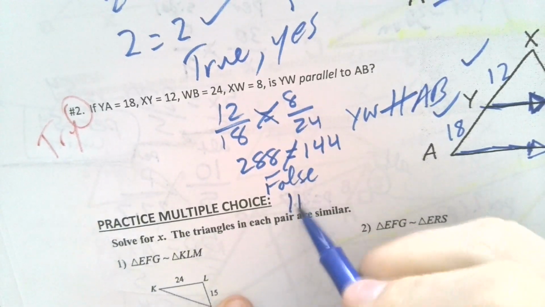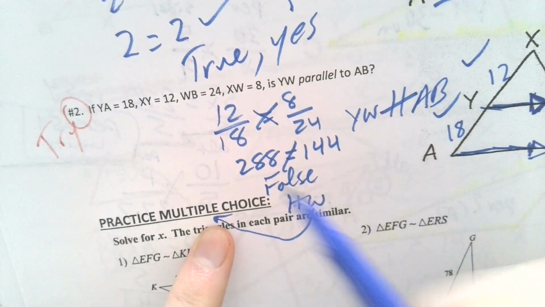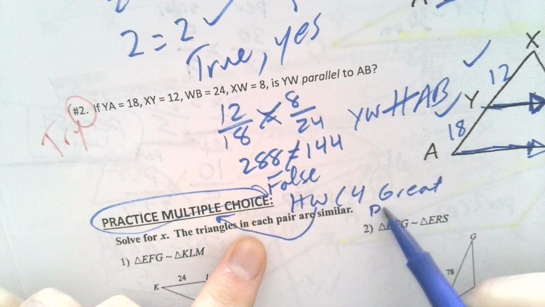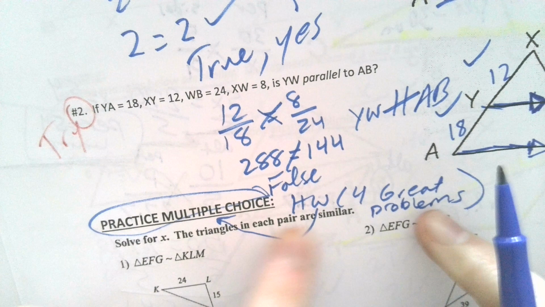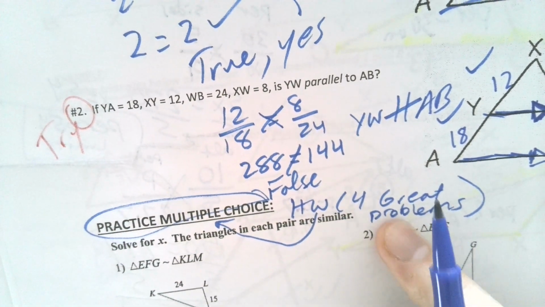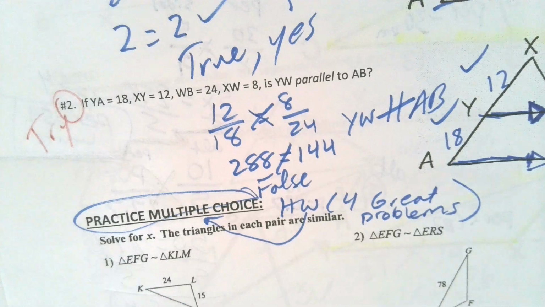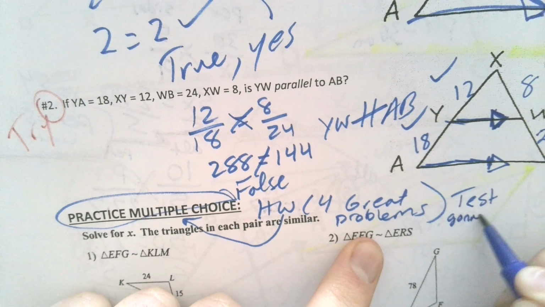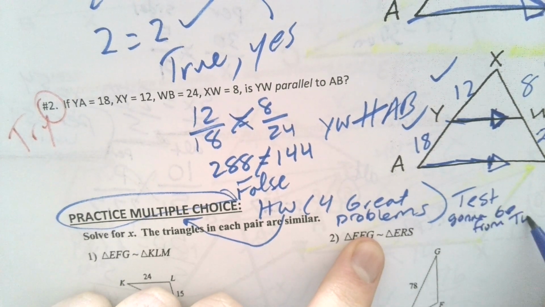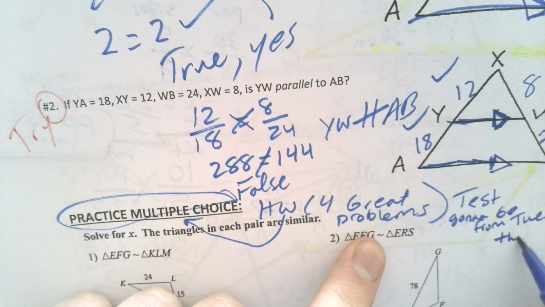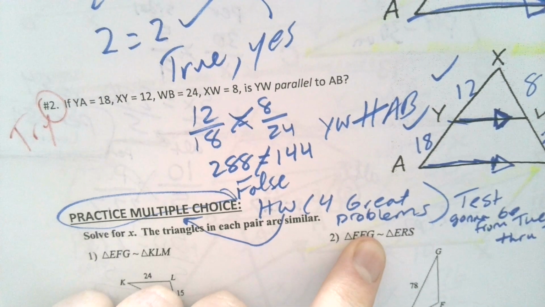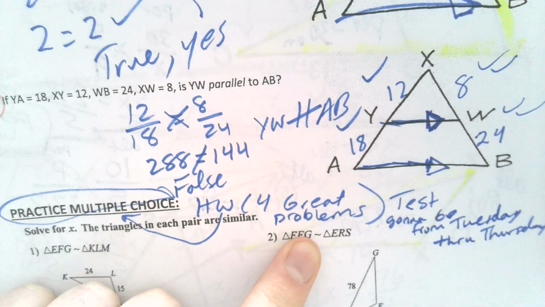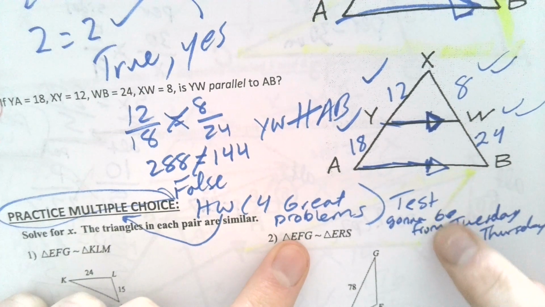And so our HW is going to be practice multiple choice. We've got 4 great problems here for you guys to work on because our test is going to be next week. So we got to be getting ready for that. It's going to be actually Tuesday of next week, if you're wanting to know. The test is going to be from Tuesday through Thursday. So you'll have a 3-day window to take your test next week. Going to be pretty nice. Try and get it knocked out early would be my recommendation.